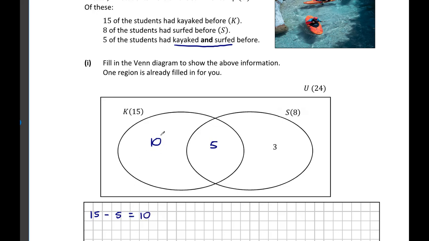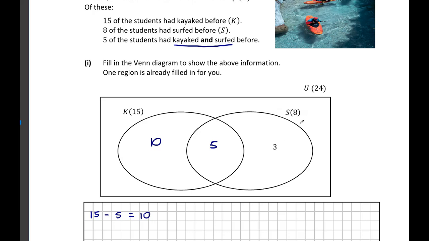So just show a bit of working. And then, do we have everyone? We have 15 and 10 is 25, and 5 is 30, and 3 is 33, and yeah, so we're all good. Okay, so let's see, do we have 24? We've 10 and 5 is 15, and 3 is 18, but we've 24.